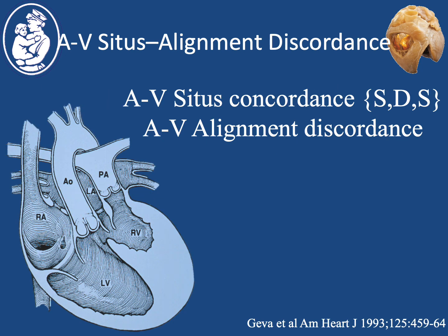However, there are very rare hearts in which the situs of the atria and ventricles does not correctly predict atrioventricular alignment. In this example, we see atria in situs solitus and D-looped ventricles. The segmental set is solitus atria S, D-loop ventricles D, and solitus normally related great arteries S. However, in this rare case, there is atrioventricular alignment discordance.